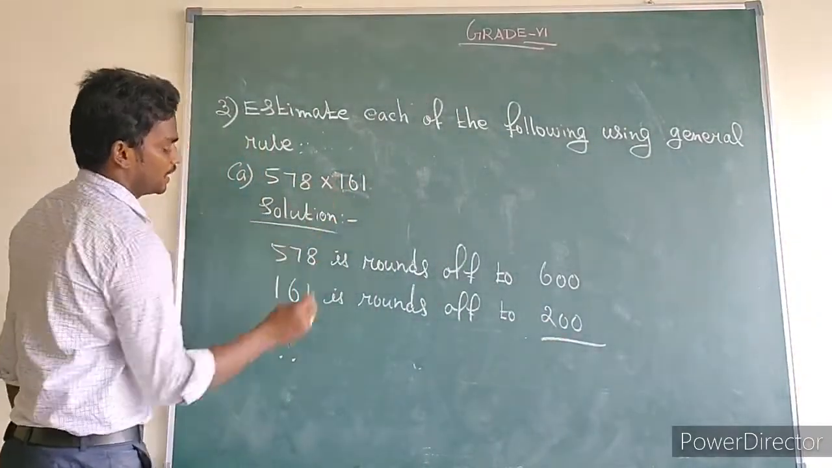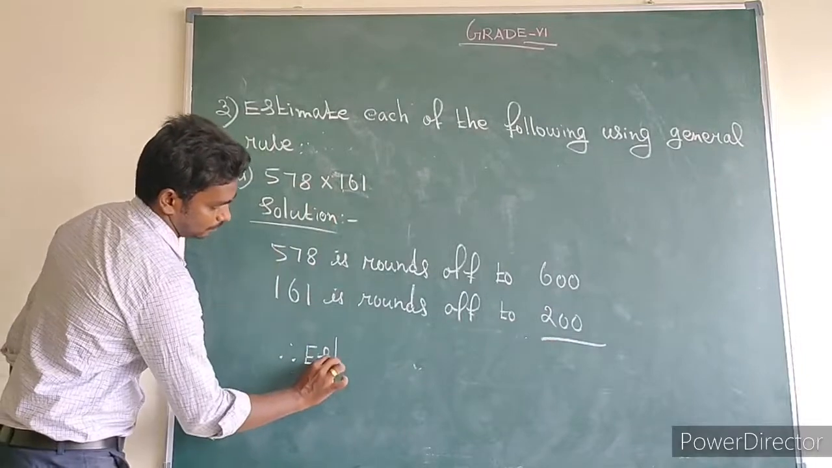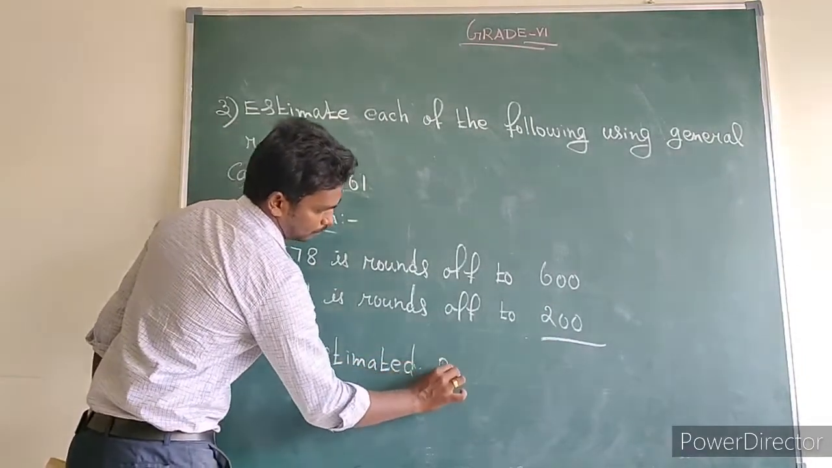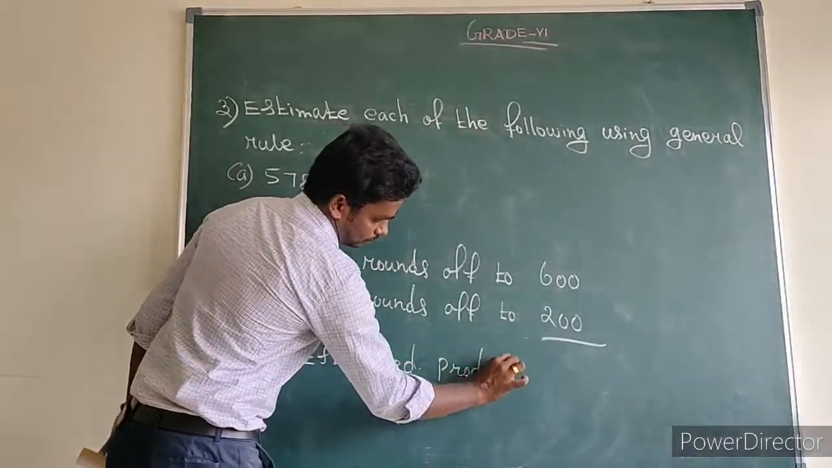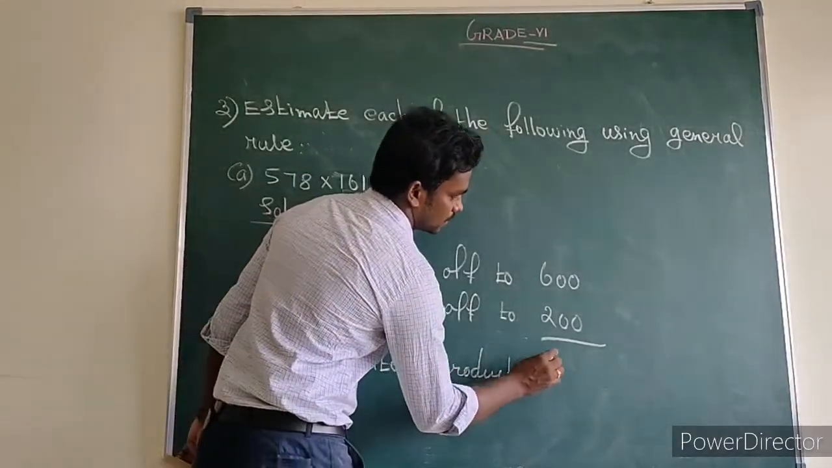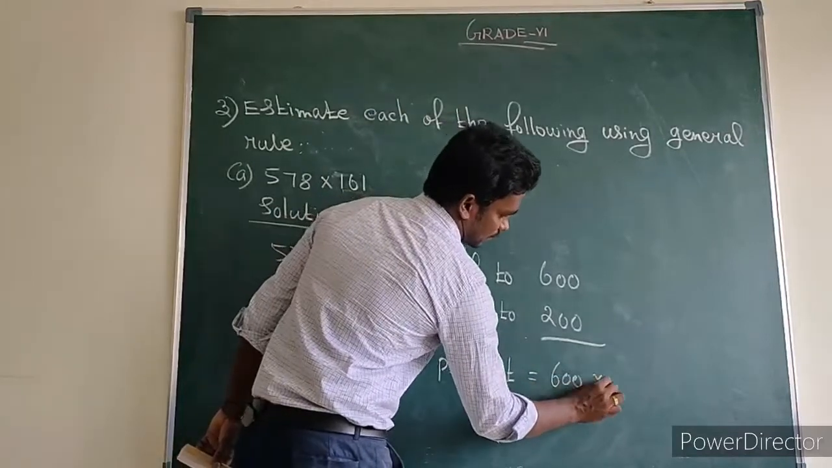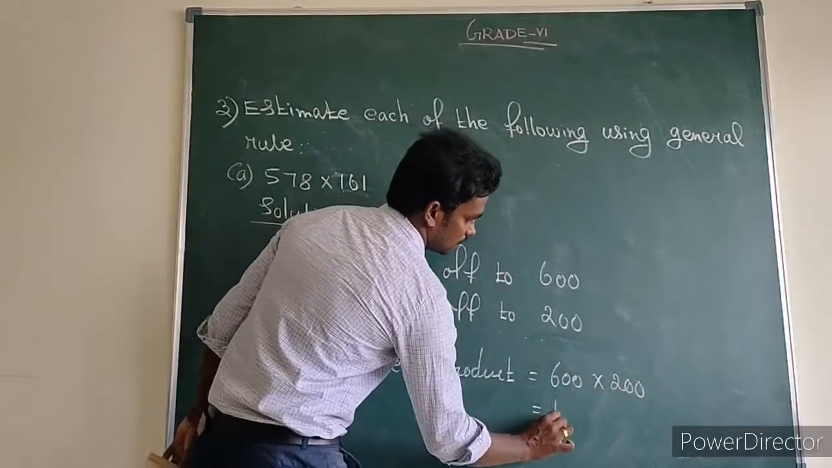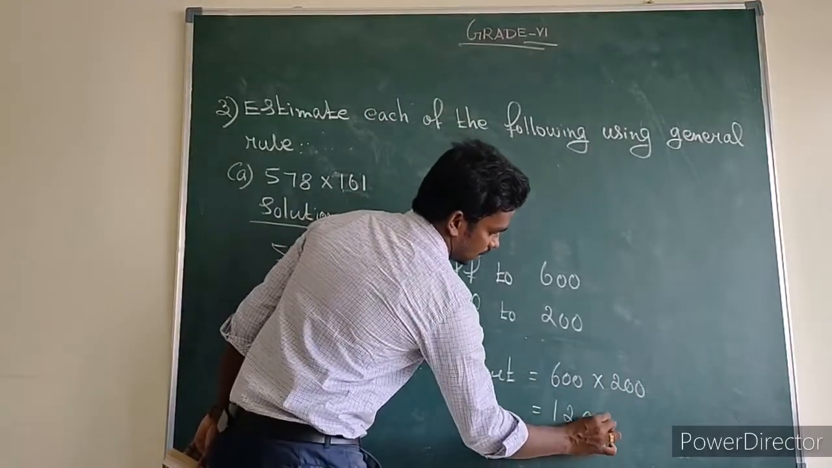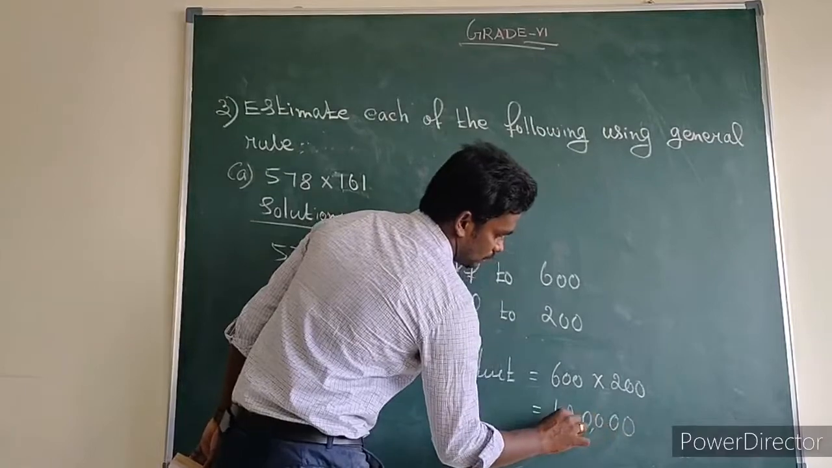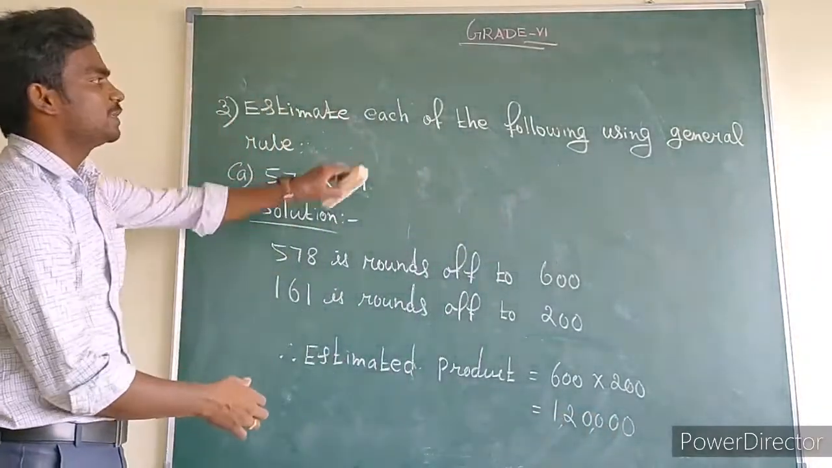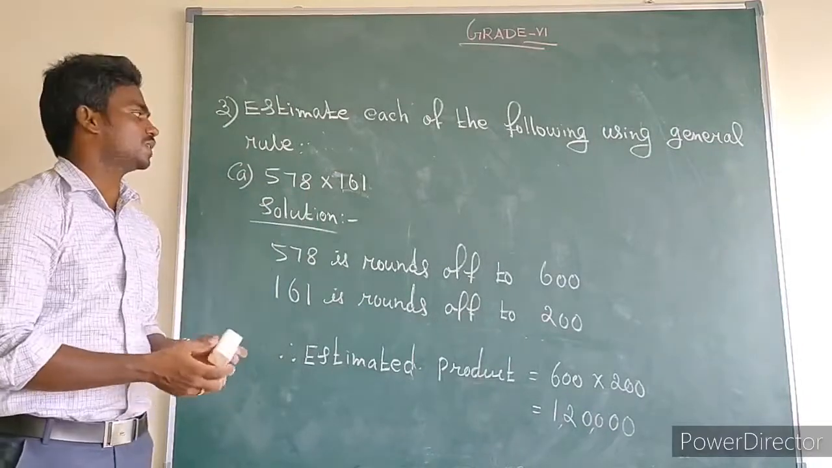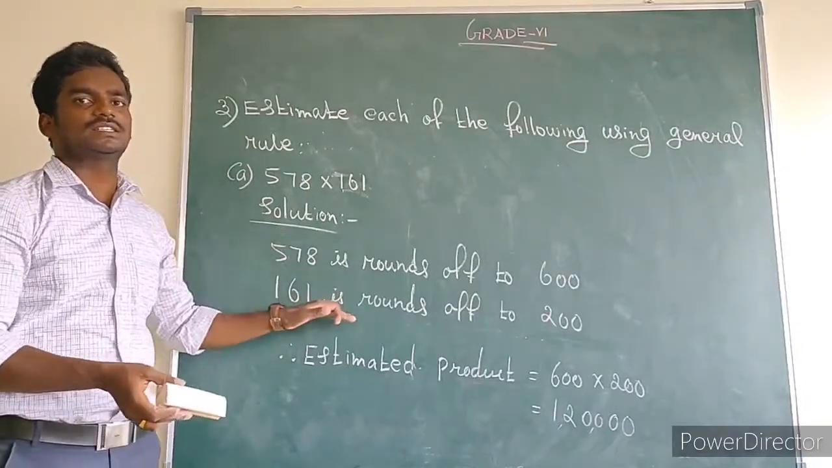Therefore, we want to find the estimated product. The estimated product is 600 times 200. What is the value? 6 twos are 12, so we add 4 zeros. So the value is 1,20,000. Estimate each of the following using the general rule. General rule means you can choose your way, using nearest 100 or nearest ten. That is your choice.